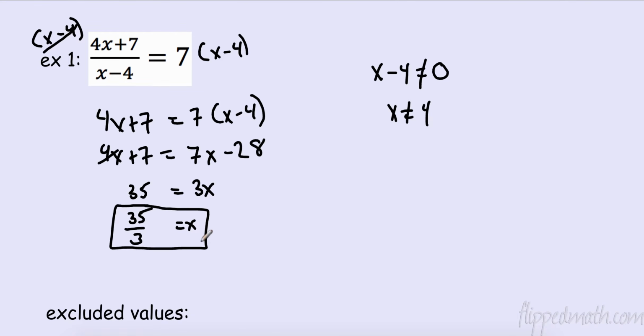Now in this situation, x doesn't equal 4, so it's not a problem at all. But our excluded value in this case would be 4. Sometimes it's going to matter a great deal. We'll get an answer down here. It'll match this answer, which means we don't have an answer. It'll be no solution. All right, so that's the first one.